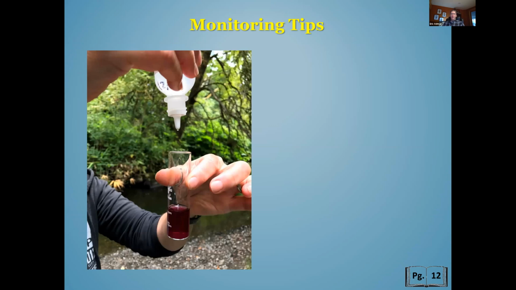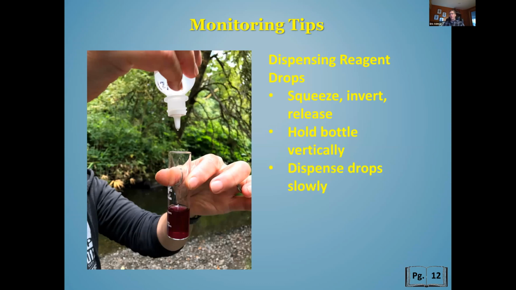Another tip has to do with dispensing reagent drops. When you're dispensing the reagent drops from the bottles, the first thing you're going to do is hold the bottle right side up, squeeze it, then turn it upside down and release it so that it draws in a little bit of air. Then you can dispense the drops. Otherwise, they may run out too quickly for you to count. So squeeze, invert, release is how you do the drops.